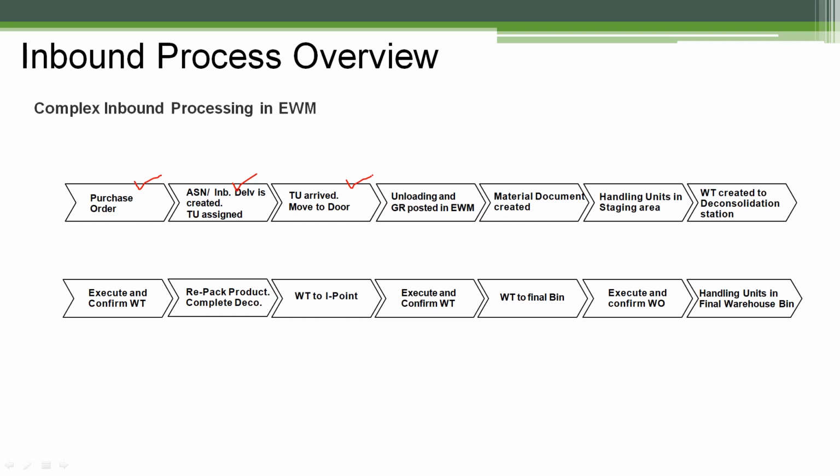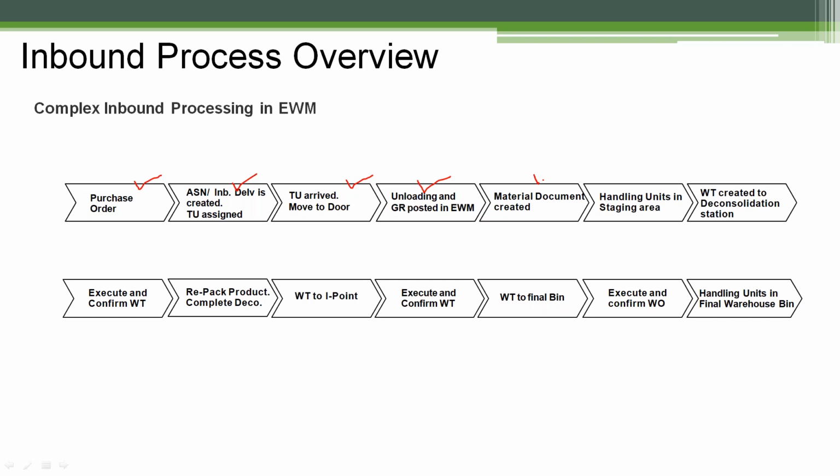We move the transportation unit to the door. We perform unload and the GR is posted in EWM. A full load truck comes from the vendor. We check it at the gate. We take it to the door. At the door, we are going to unload the handling units. We can unload the handling units one at a time, or we can unload the whole delivery at once. Once you unload and do the goods receipt, a material document gets posted. This material document will then get replicated to your ERP system.